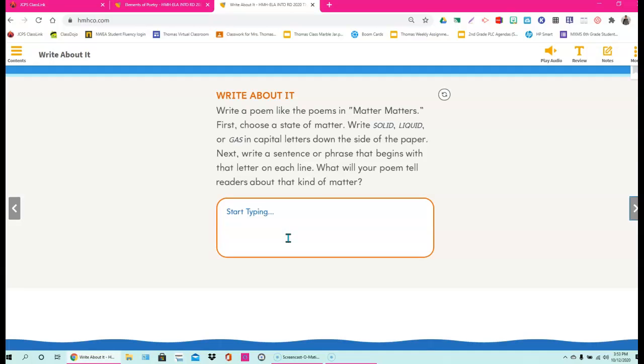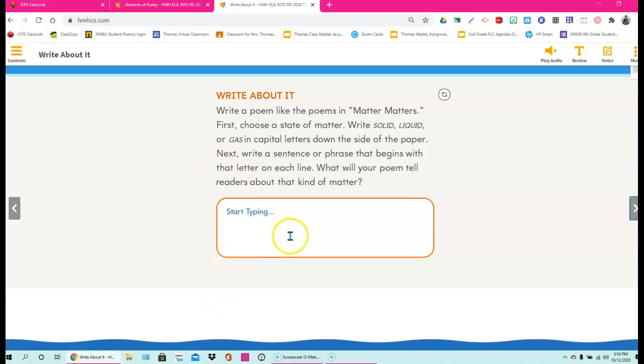Okay, now it's your turn to be a poet. So on page 213 in your book, we are looking at where it says write about it. And in this part, you're going to write a poem like the poems in Matter Matters. First, choose a state of matter. So you can choose a solid, a liquid, or a gas. And you're going to write that vertically. And remember, vertically is up and down, top to bottom, vertical.